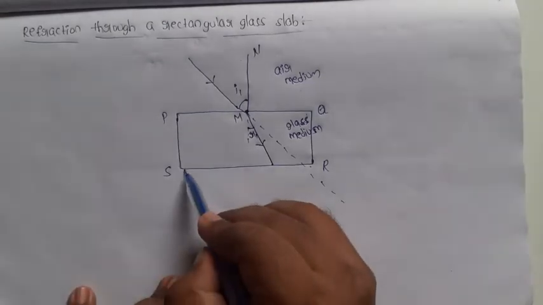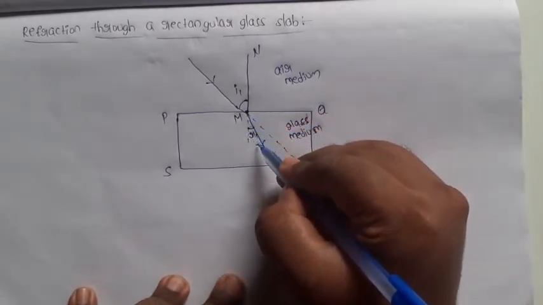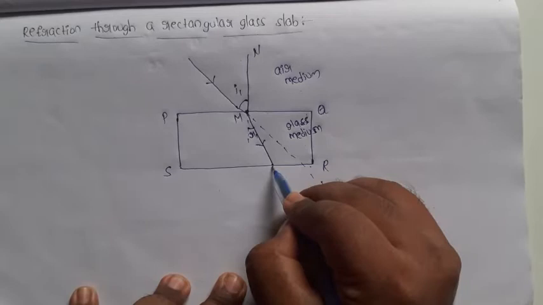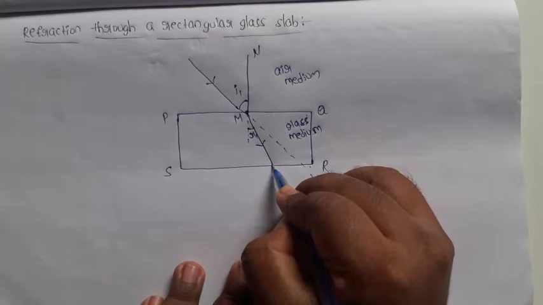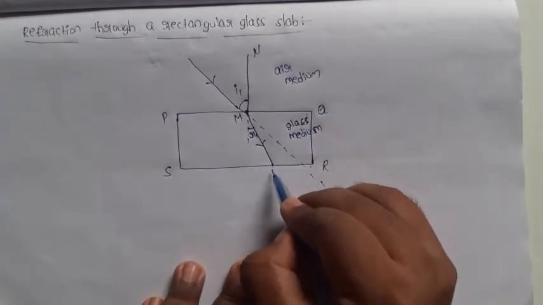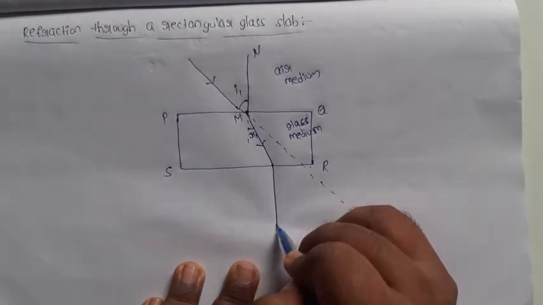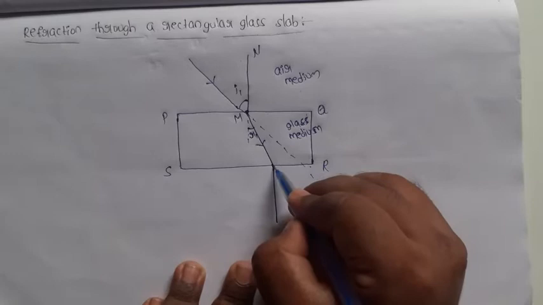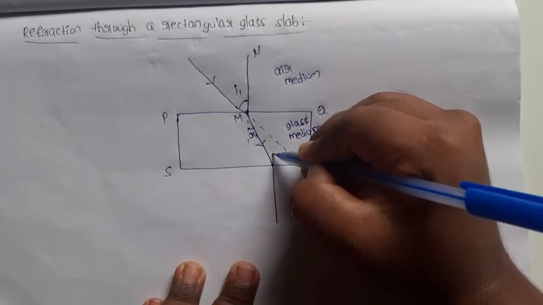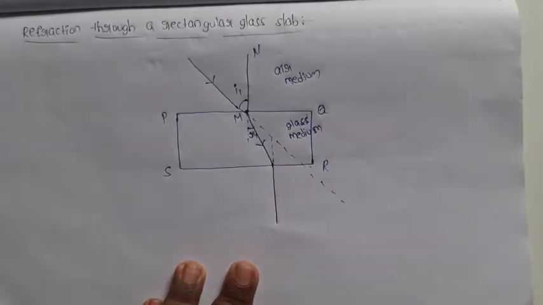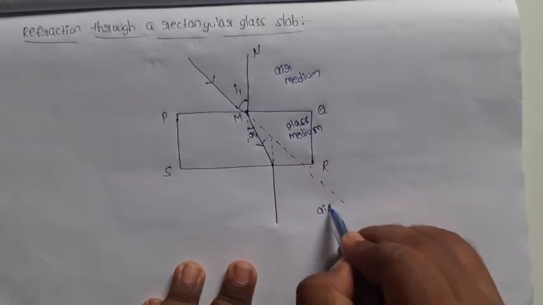Now I am coming to the lower surface of the glass slab. The refracted light travels to reach the point here. At this point I am again drawing the normal line. So the normal line is like this. This normal line is extended into the glass slab. Now observe here, this is the glass medium, this is again the air medium.